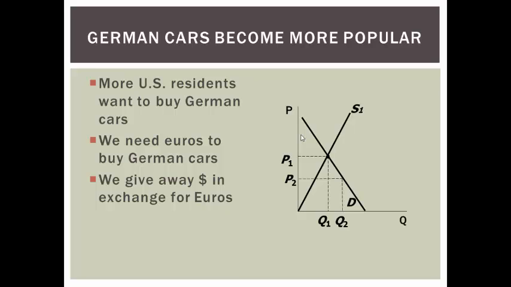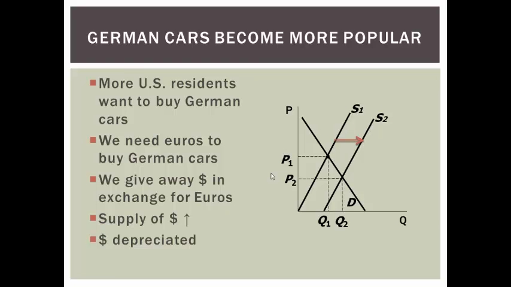So what's going to happen? Supply of dollars increases. When supply increases, we show it as a movement to the right. So supply increased, and as a result, the exchange rate drops, meaning that the dollar depreciates when German cars become more popular. So when we buy more German cars, the US dollar depreciates.